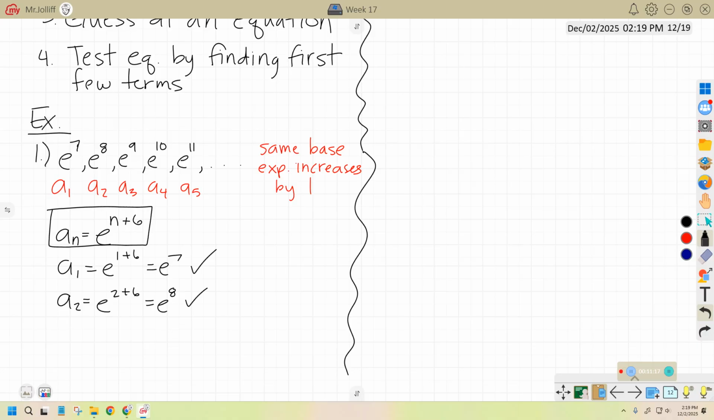And the more you do this, the more you practice, the faster you're going to get at recognizing those patterns and what they turn into when you put them in equation form. So that's why that practice is important. We're going to try 2 more. Yeah?